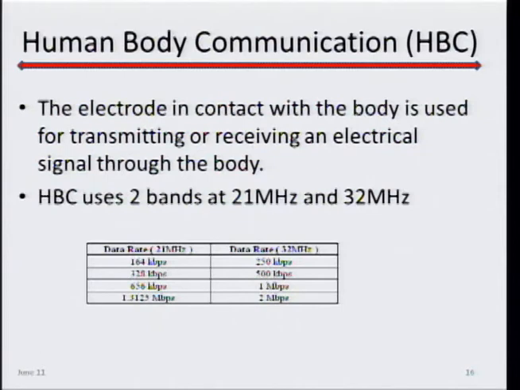And then we have the slightly controversial human body communication channel, where the electrode is actually touching the body, and it uses 2 bands at 21 and 32 megahertz and offers data rates of 250 kilobits up to 2 megabits.